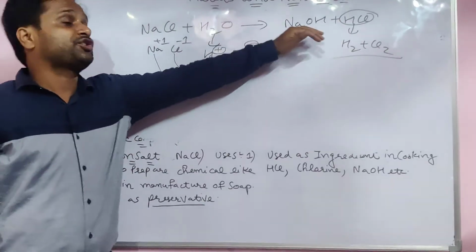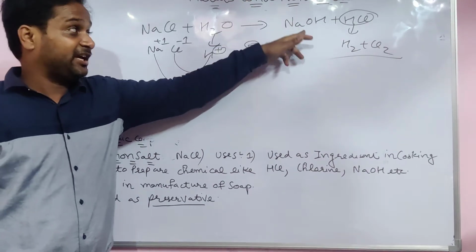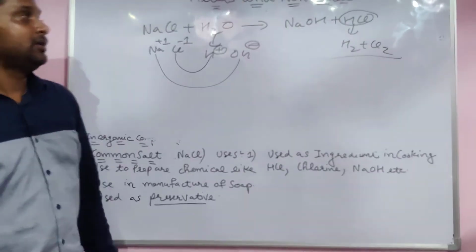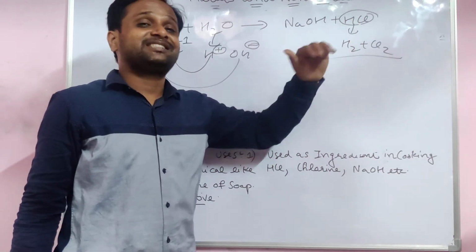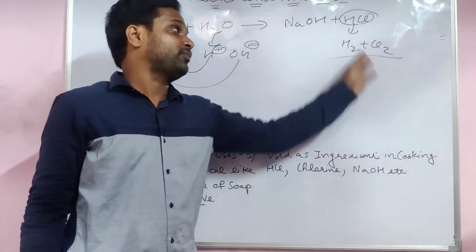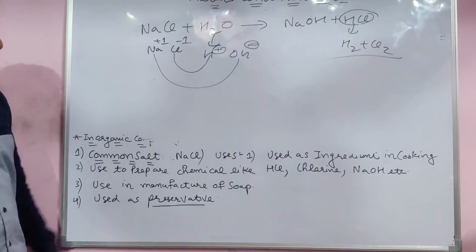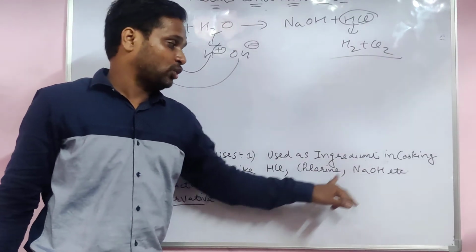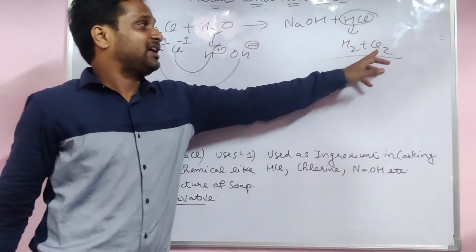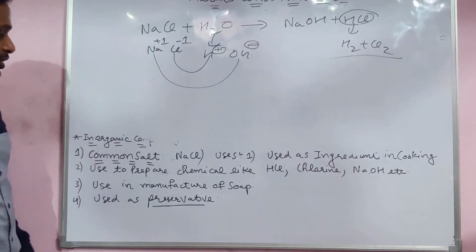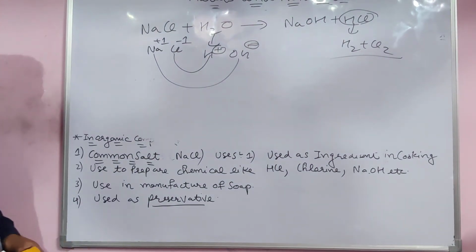NaCl is used in the formation of sodium hydroxide, a base used in soap, and HCl also. You can say that sodium chloride is used for the formation of chlorine gas and hydrogen gas. It is used to form HCl, chlorine and NaOH. Understand? NaOH, HCl, chlorine, according to the reaction. It is used in the manufacture of soap.